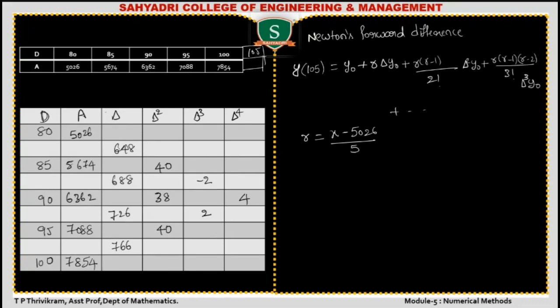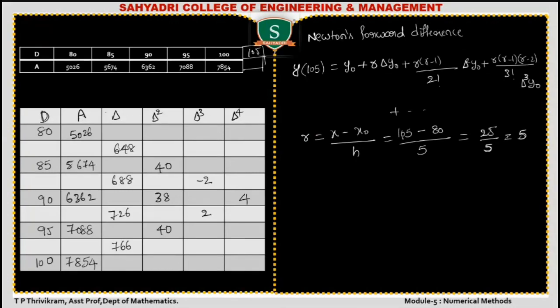So when you are taking forward difference, what is the formula? It is nothing but x minus x naught divided by h. Here x is 105, minus the first value 80, divided by 5. So 105 minus 80, how much? 25, divided by 5, which is nothing but 5. Correct or not?